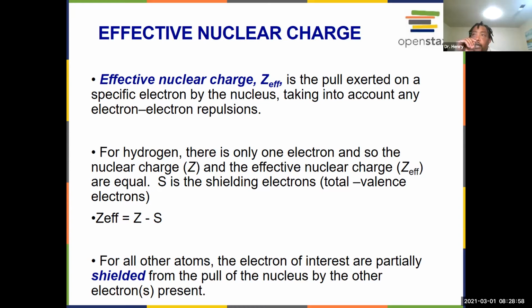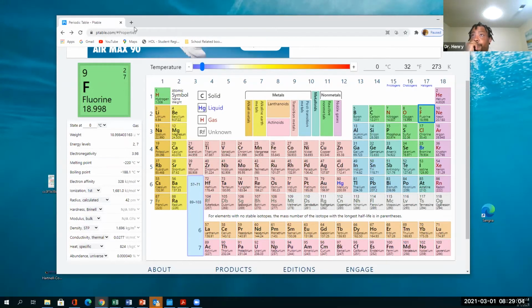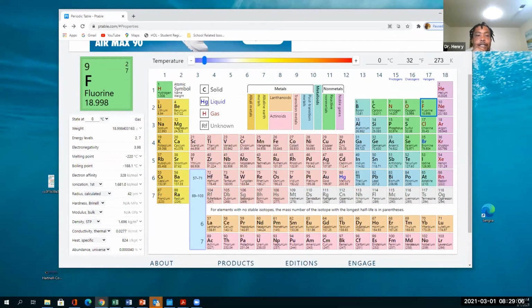So let's look at the periodic table, and then I'll translate to English. As we go from left to right, the radius is going to get smaller. The reason why it gets smaller is because the effective nuclear charge, the Z effective, has a stronger pull as we go from left to right. Does that make sense?